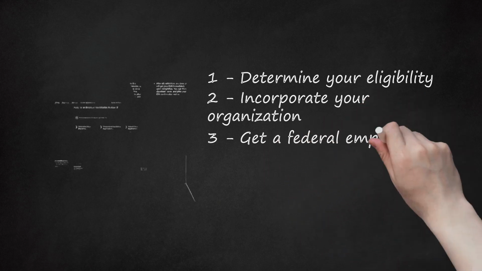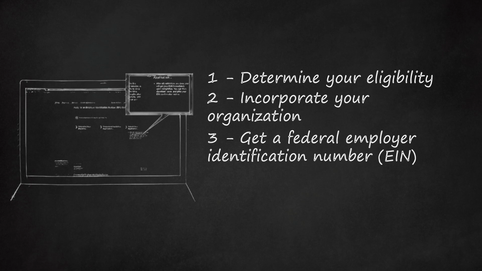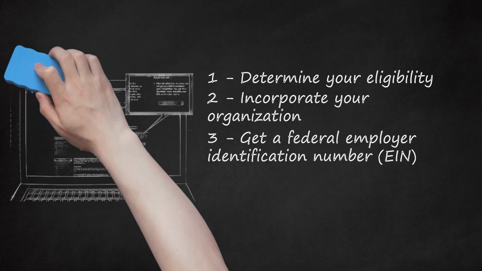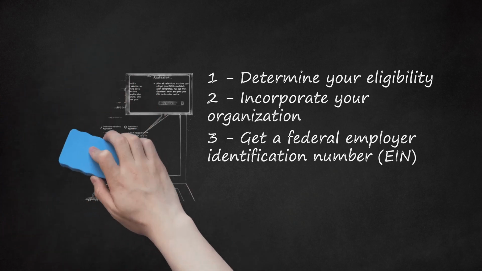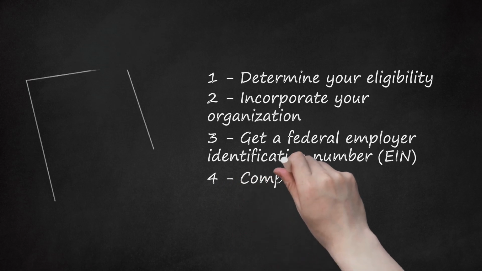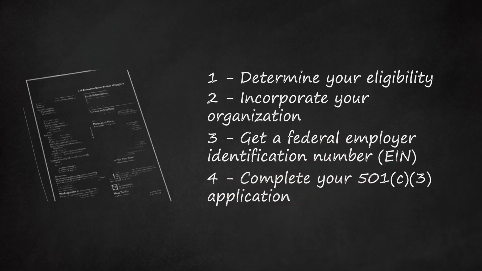3. Get a Federal Employer Identification Number, EIN. Even if you don't have any employees, your organization must have its own EIN to apply for tax-exempt status. You can get an EIN online by using the IRS's EIN Online Assistant. There is no charge either to have an EIN issued or to use the system, which is available Monday through Friday from 7 a.m. to 10 p.m. Eastern Time.